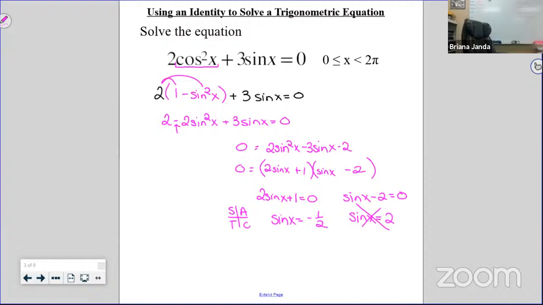Sine is negative in quadrants 3 and 4. So as I go to list my answers, I should have an answer from quadrant 3 and an answer from quadrant 4. And we're only doing from 0 to 2 pi, so I don't have to do that plus 2 pi thing.